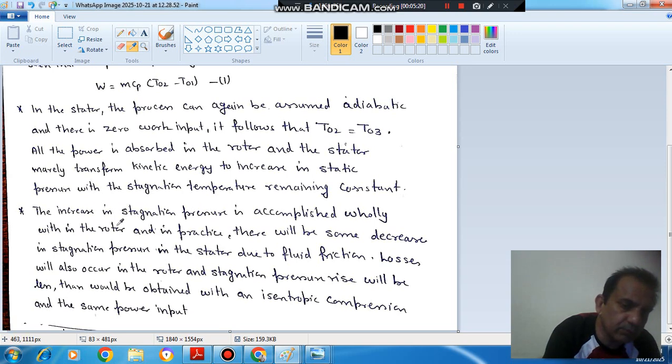Next part is the increase in stagnation pressure is accomplished wholly with the rotor. Stagnation pressure will rise only in the rotor, and in practice there will be some decrease in stagnation pressure in the stator due to fluid friction. Losses will also occur in the rotor, and stagnation pressure will be less than would be obtained with an isentropic compression and the same power input.